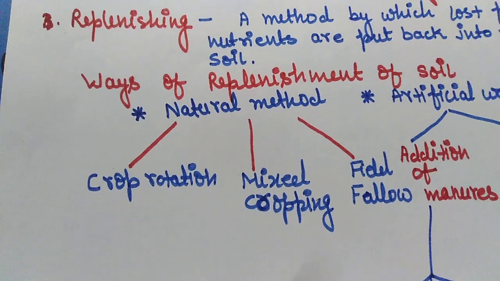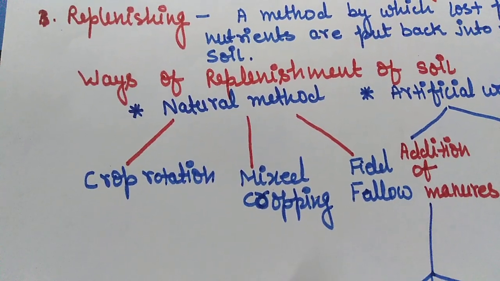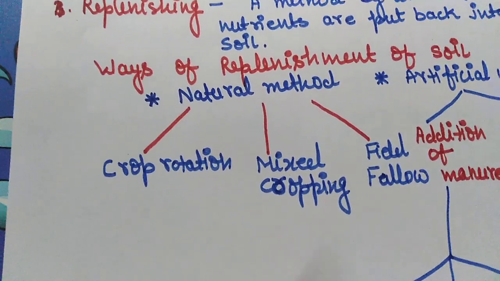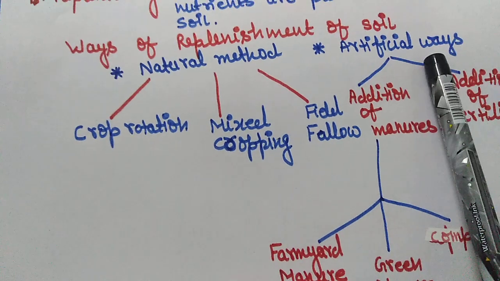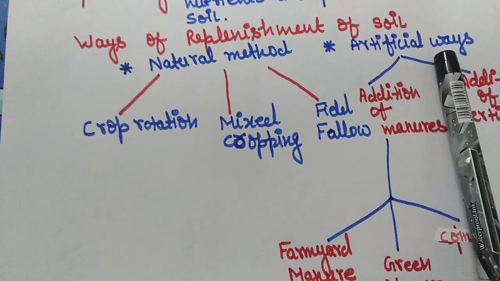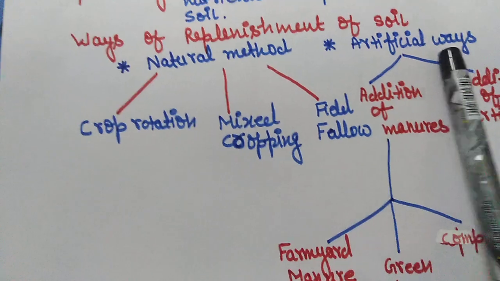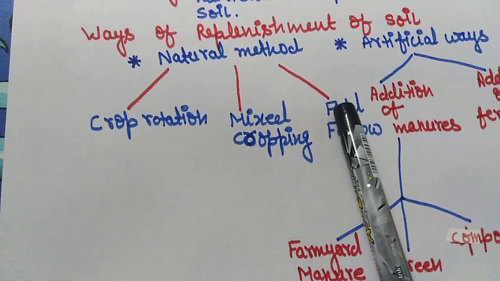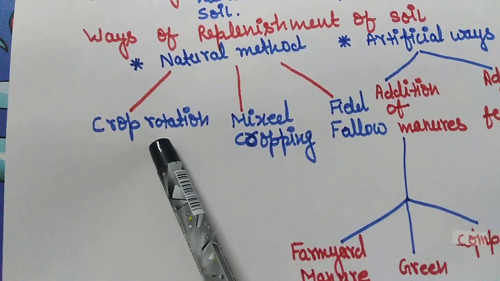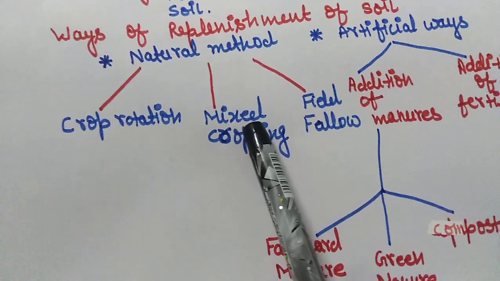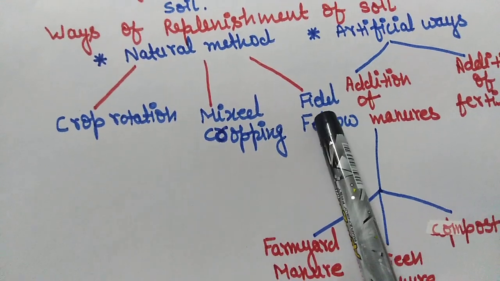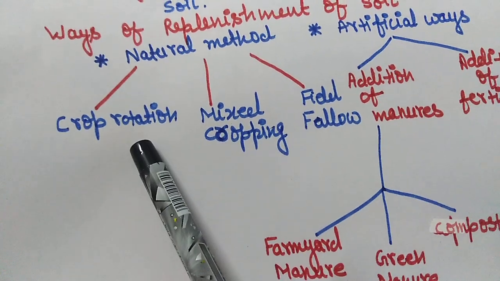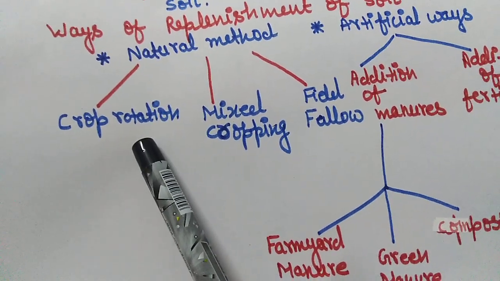Therefore, dear student, there are two ways for the replenishment of the soil: natural methods, and the artificial method or artificial ways by which we can easily replenish the soil. In the natural method, there are three different types. The first one is crop rotation. The second one is mixed cropping. The third one is field fallow. One by one, we'll discuss all these.